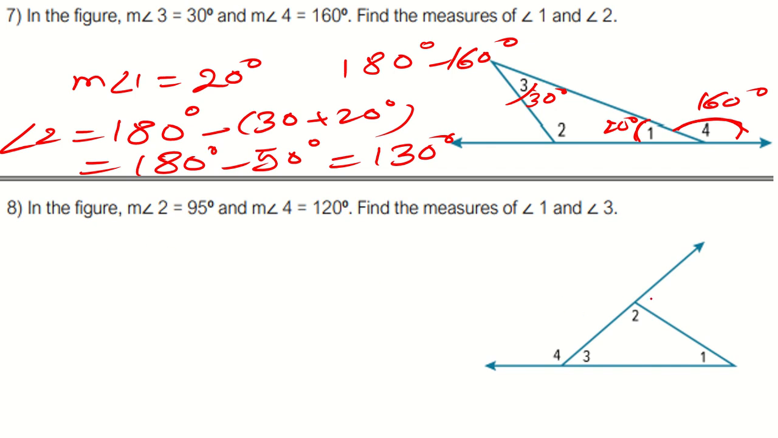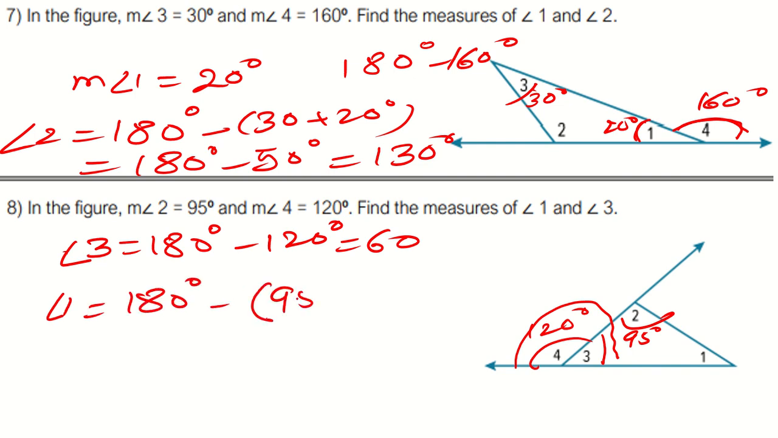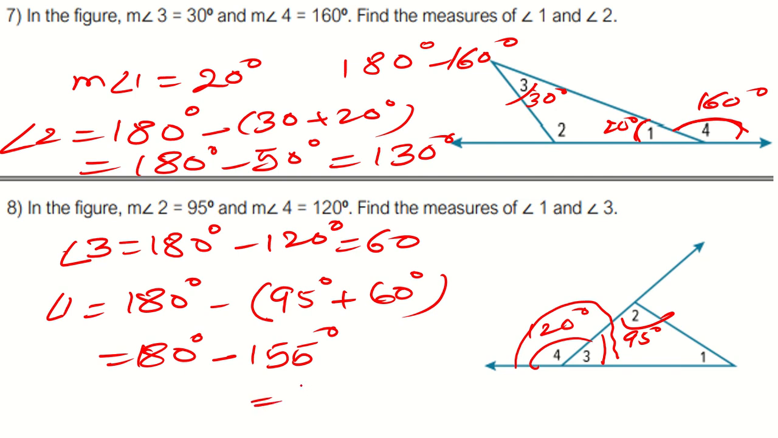In the figure, next question, measurement of angle 2 is 95. This is 95. Measurement of angle 4 is 120. Same type of question is this. Angle 1 and angle 3. You see again, this is a linear pair, 180. So angle 3 will be equal to 180 minus 120, means 60 degree. And measurement of angle 1 will be 180 minus 95 plus 60 degree. So this is 180 minus 155, so this is 25 degree. This will be the measurement of angle 1.